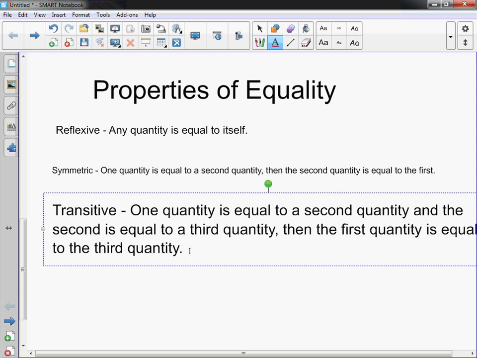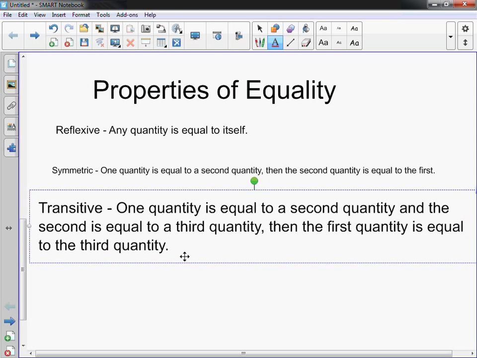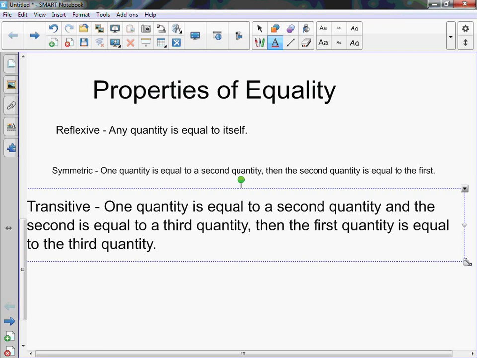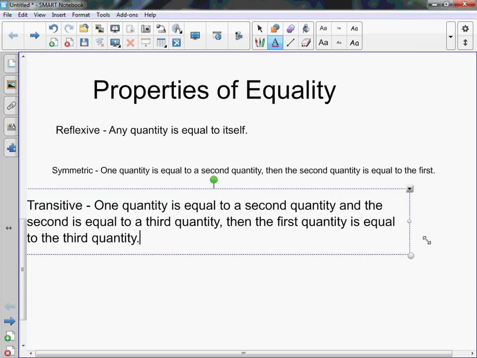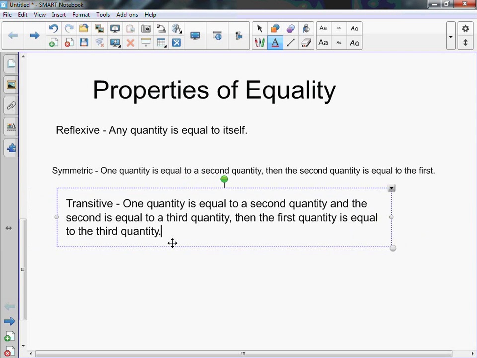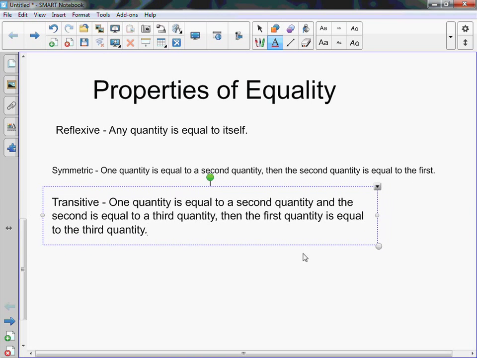Try to size this up here. Really ran off the board. There we go, that's closer. Oh, still a little big.